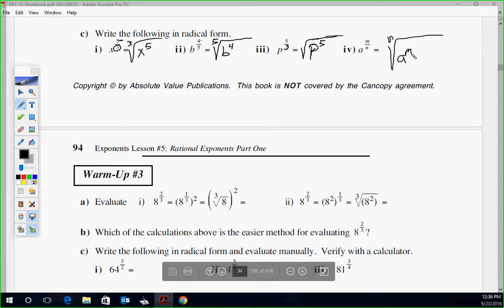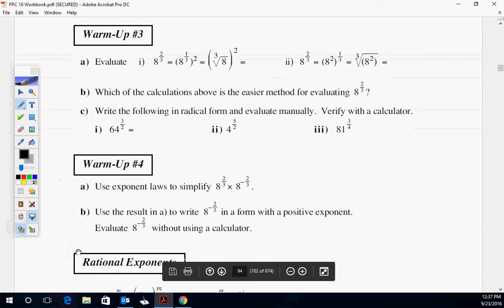All right, next page here. All right, warm-up number 3.